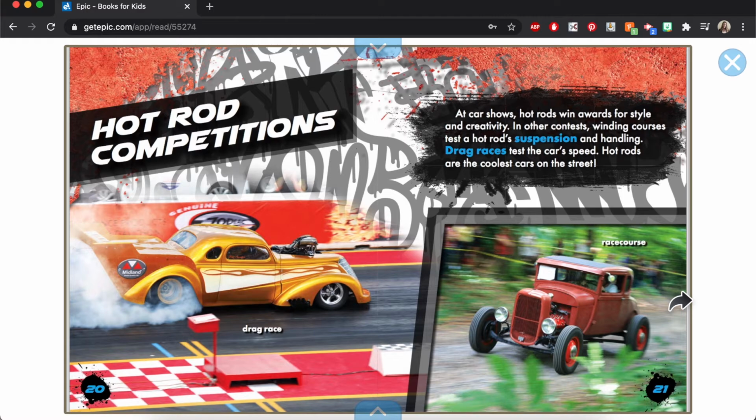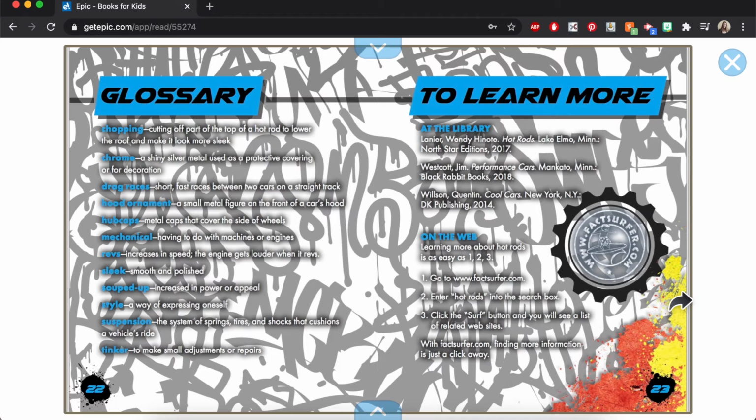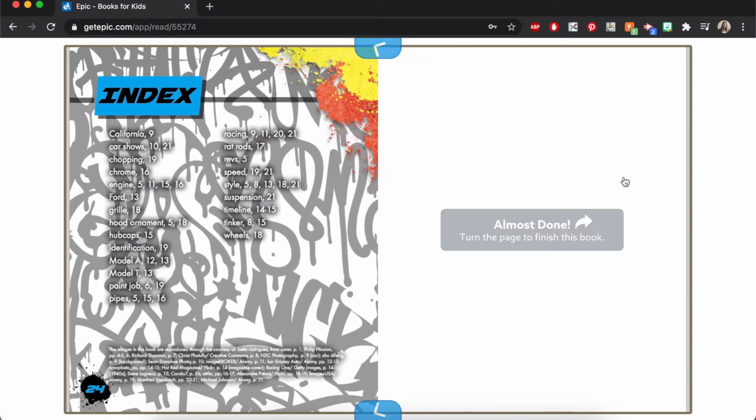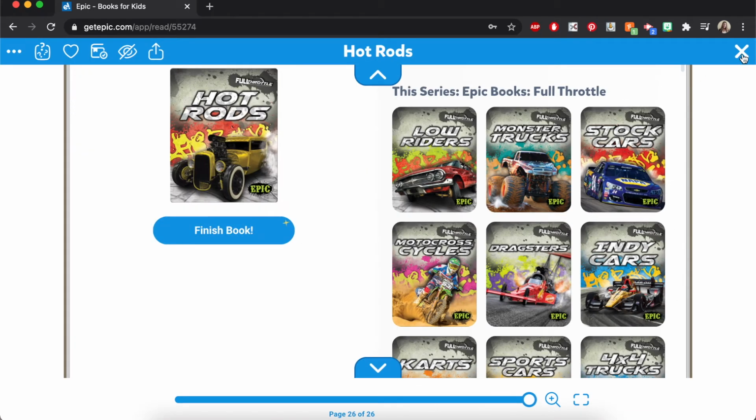Hot rod competitions. At car shows, hot rods win awards for style and creativity. In other contests, winding courses test a hot rod's suspension and handling. Drag races test the car's speed. Hot rods are the coolest cars on the street. So there's lots of ways that people will show off their hot rods. And that is the end of our story. I hope you enjoyed learning about hot rods.